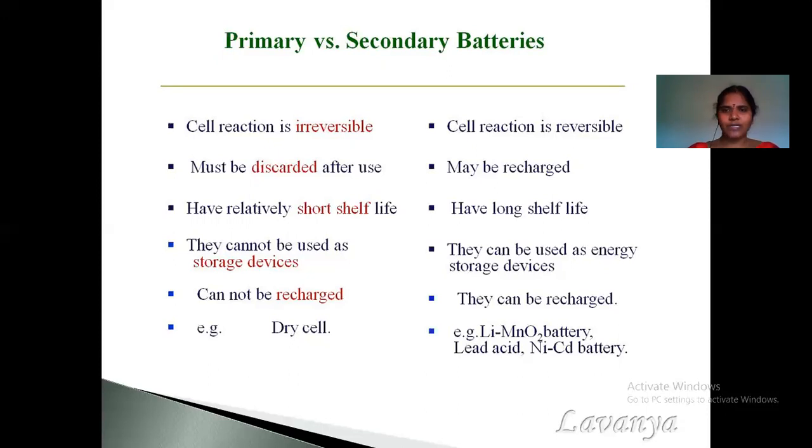Whereas the secondary batteries are rechargeable batteries, in which the chemical reaction is reversible. Once the reactants are converted into products, the products can be brought back to the reactant stage by supplying external electricity, so we can consider them rechargeable, and their lifespan is also longer compared to the primary batteries. They can be used as an energy storage device. Lithium ion battery, lead acid battery, nickel cadmium battery, these all come under secondary batteries.